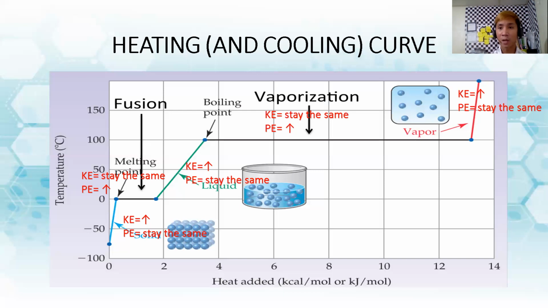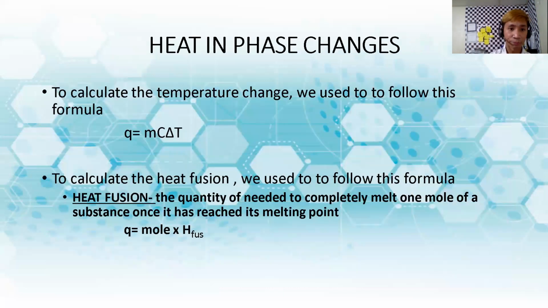So that's how we describe the kinetic energy and potential energy of the molecules of water. Okay, so let's now proceed to heat in phase changes. Next one, we have how to calculate the temperature change. We use this formula wherein Q stands for heat, which is equal to mass times C, the specific heat, times delta T, which is the change in temperature.